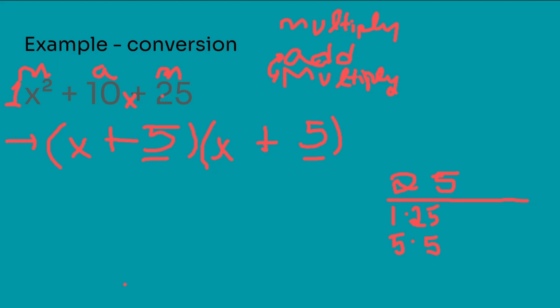This would be your answer. And as a trick, there's another way to write your answer here as x plus 5 squared.